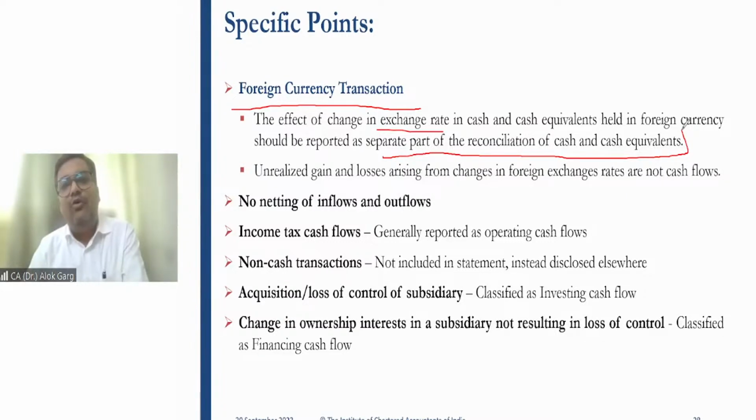Let's say you have a dollar denominated account in USA, and you have $1,000 in the opening, and you have $1,000 in the closing.